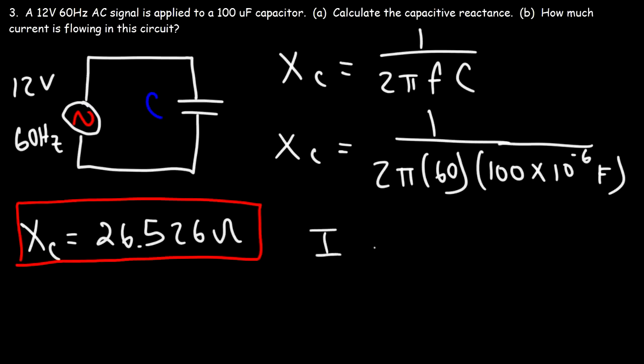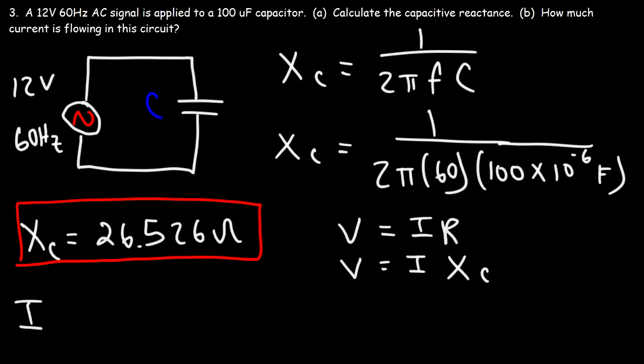The current is going to be, it's very similar to this equation. V is equal to IR. In this case, we have V is equal to I XC. Capacitive reactance behaves similar to resistance, but towards an AC circuit. So the current is going to be the voltage divided by the capacitive reactance.